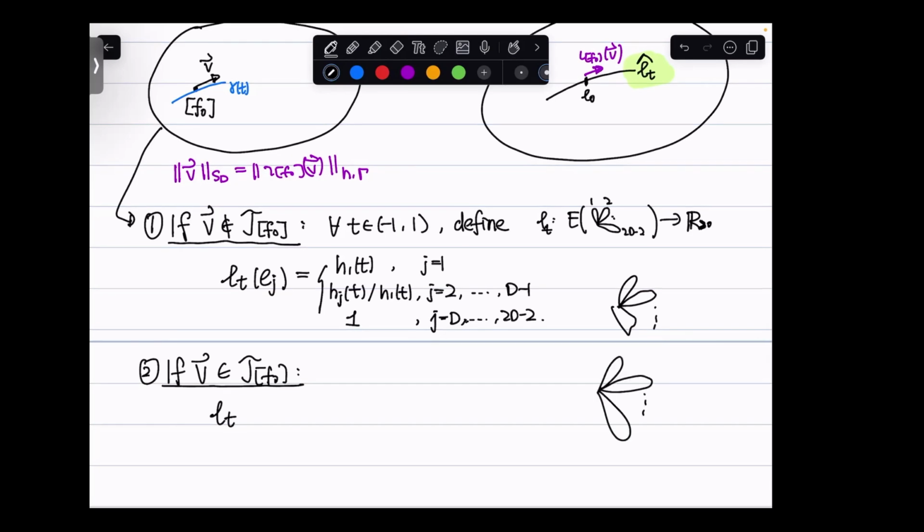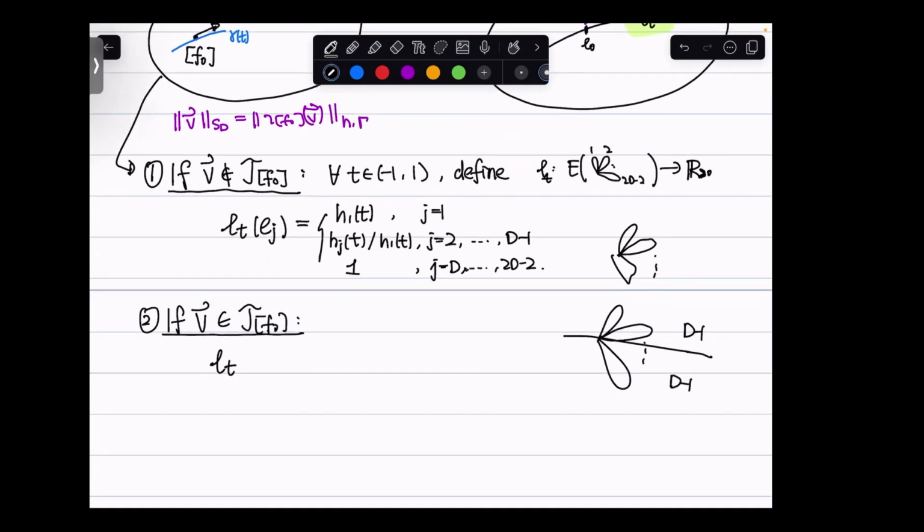So in this case, I still have a bouquet of 2d minus 2 circles. For the first d minus 1, I'm always going to use these numbers to record what is the change in the height. And for the last d minus 1, I'm going to use these coordinates to record what is the change in the twist. So in this case, the formula looks a little bit different.